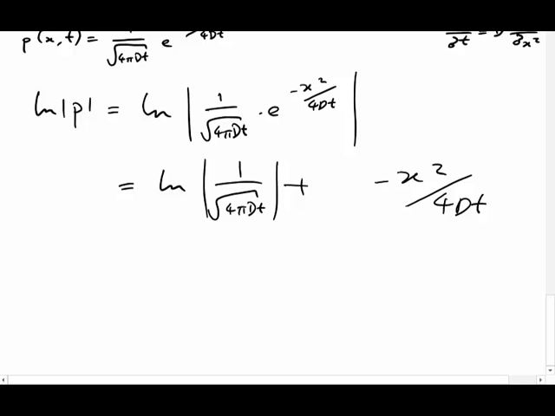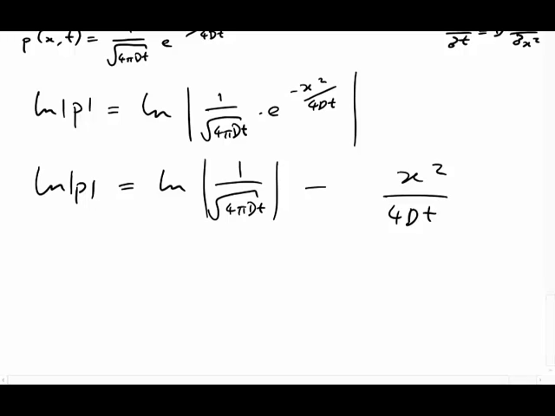So therefore I've got minus x squared over 4dt. So that's what I'm left with now. I've got a plus and a minus there, so I'm just going to be left with a minus, okay? So this is what I'm left with. So log p is equal to that thing, okay?